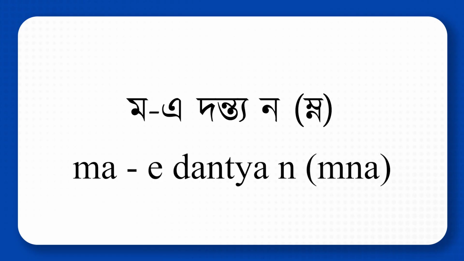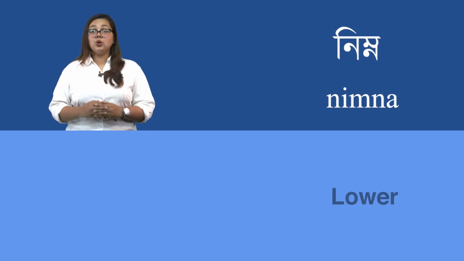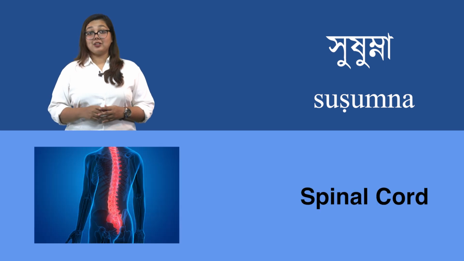The last conjunct of this merge is ম-এ-দন্তের-নয়. Cluster ম-এ-দন্তের-নয় is formed with 2 consonants. The first one is ম, which changes its shape, and the second consonant is দন্তের-ন, which retains its shape. We have words like nimno, which means lower, and shushumna, which means spinal cord.